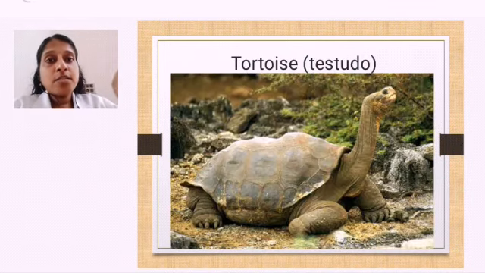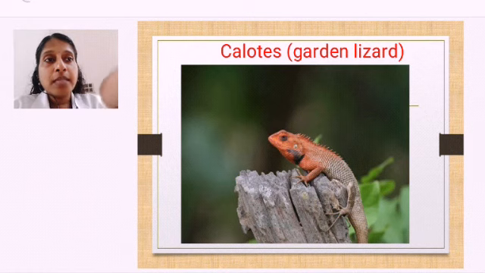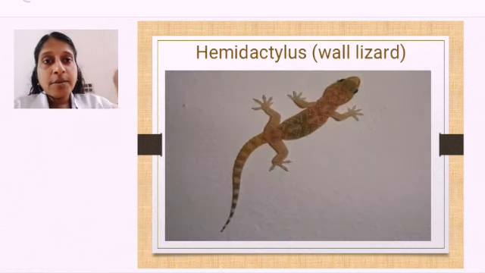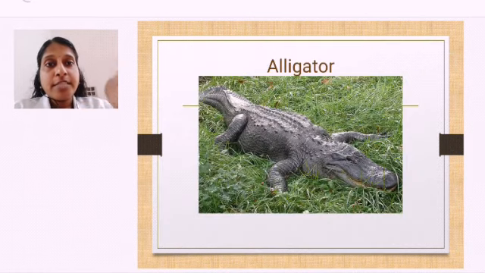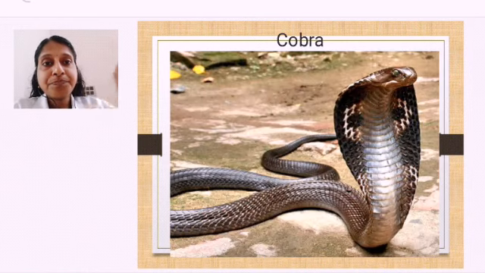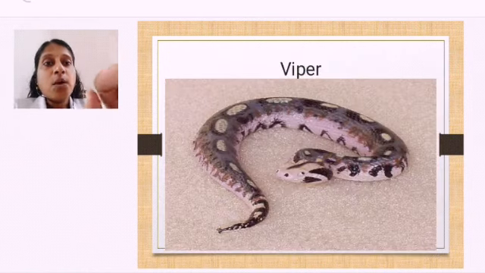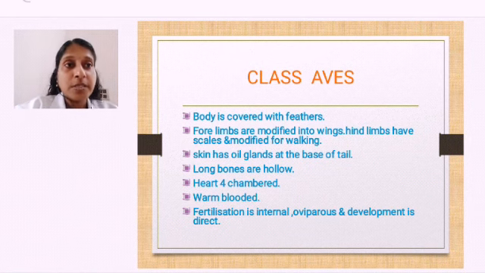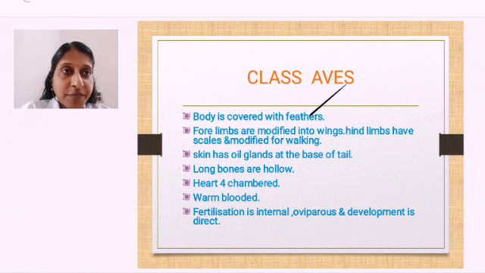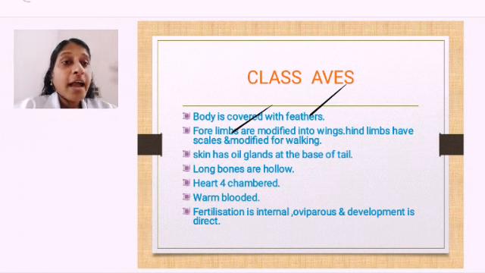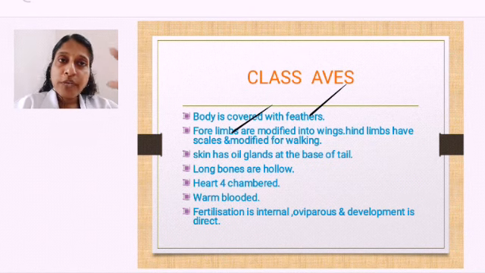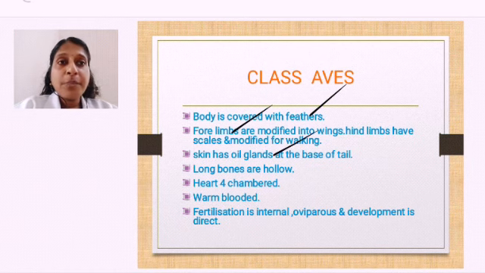So these are all coming under what? Reptiles, right? You can see the diagram, these are all reptiles. Fine. Now the next class is Aves, birds. Body is covered with feathers. Forelimbs are modified into wings for flying. Hind limbs are used for what? They have scales and are modified for walking, jumping, hopping and so on. Skin has oil glands at the base of the tail.